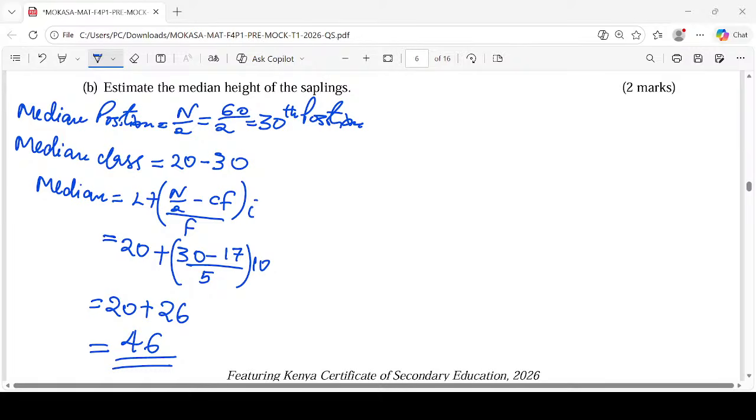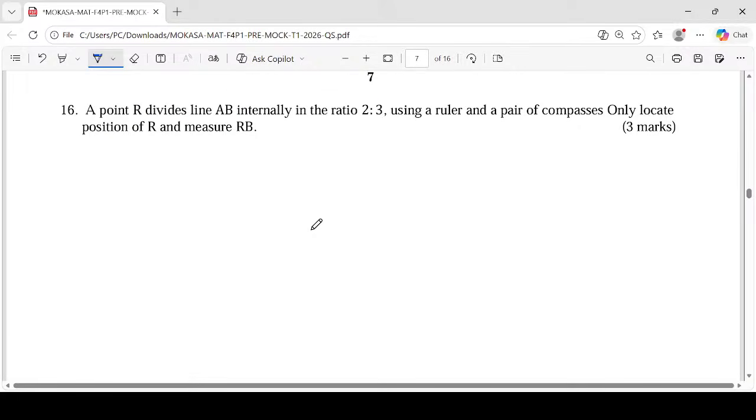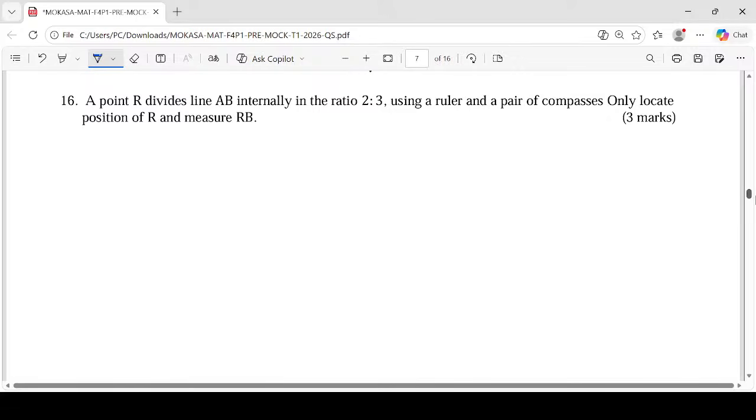Let's now have a look at the last question of our discussion, which is question number 16. A point R divides the line AB internally in the ratio 2:3. Using a ruler and a pair of compass only, locate the position of the point R and measure RB.